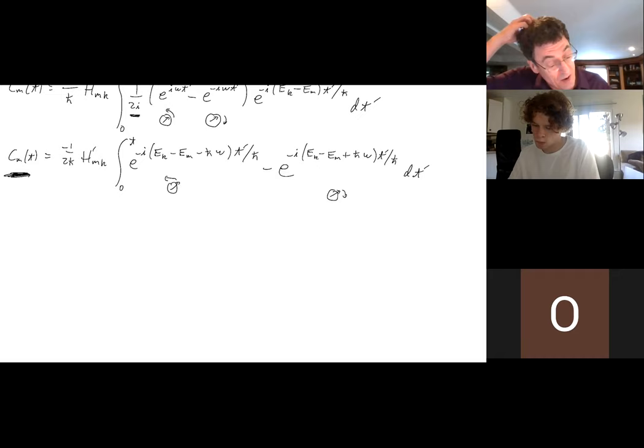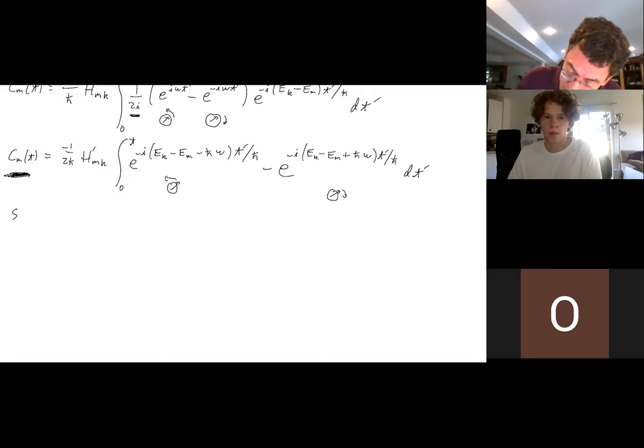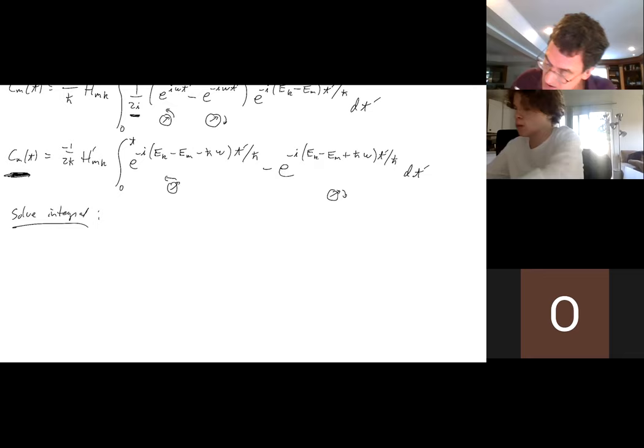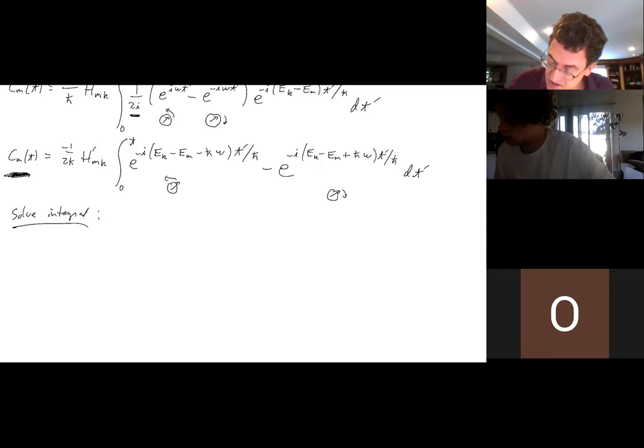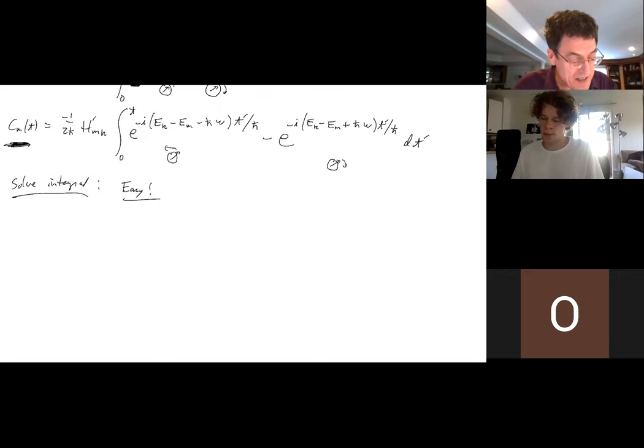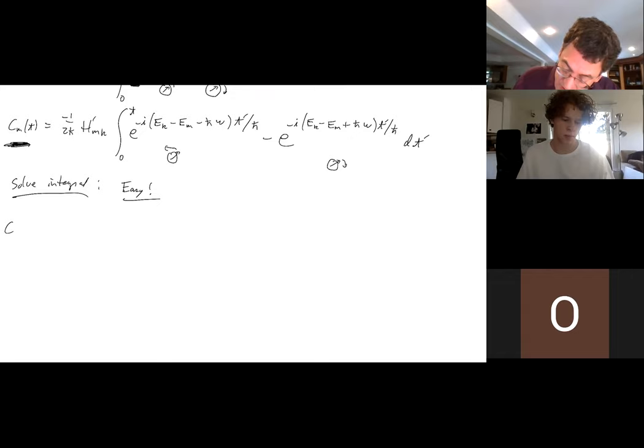And so what we can do then is solve the integral. Now there are two integrals to solve, so let's solve them. But they're easy because they're exponents. And so we can just write down the answer. I'm going to skip a line of algebra, but you guys could do it. It's pretty straightforward. It's just integrating an exponential.